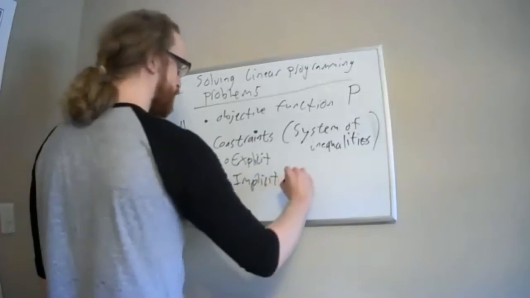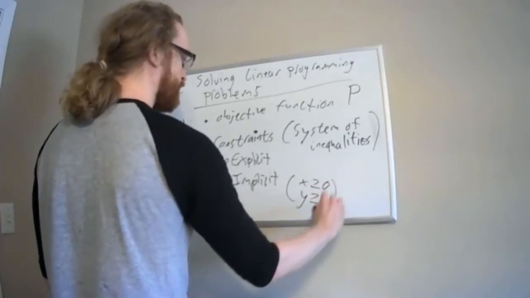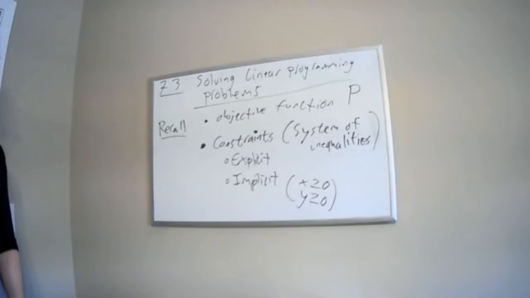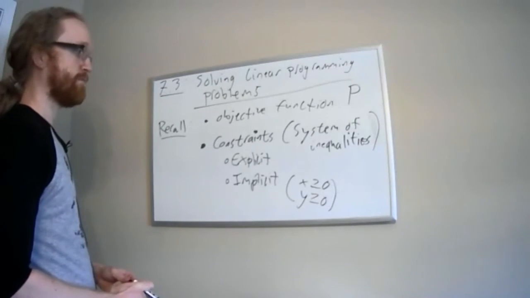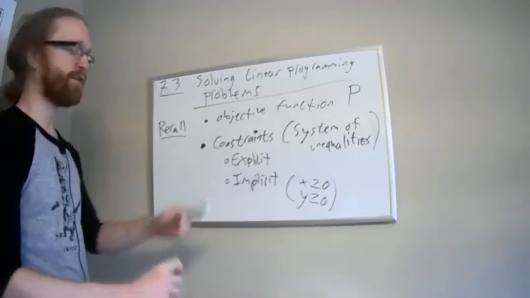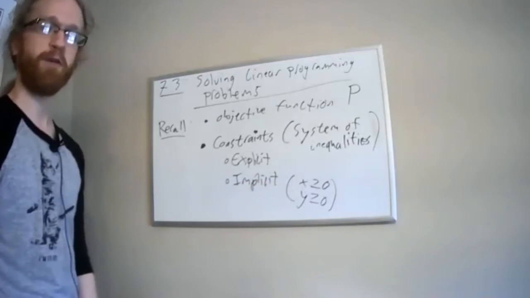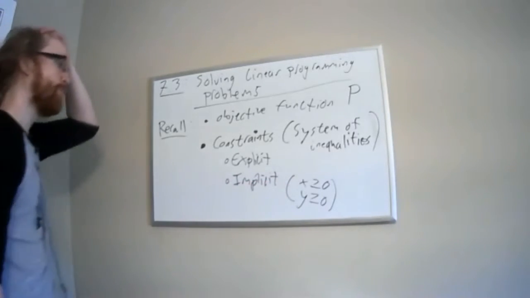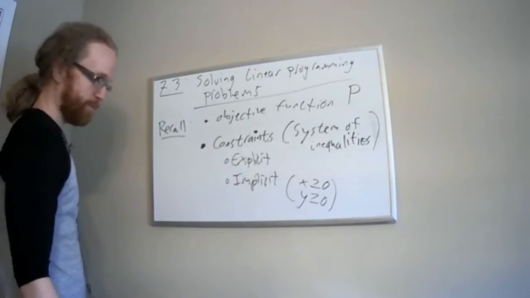And usually the implicit ones just look like x is greater than or equal to 0 or y is greater than or equal to 0. So usually it's making your variables not negative so that they make sense. Because if you're producing shirts, t-shirts or something, it doesn't make any sense to have a negative number of t-shirts. So I better have a non-negative variable representing the number of t-shirts. Okay, so these are our ingredients for any linear programming problem.